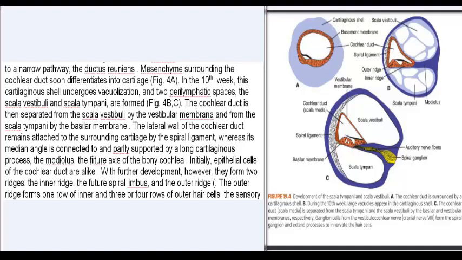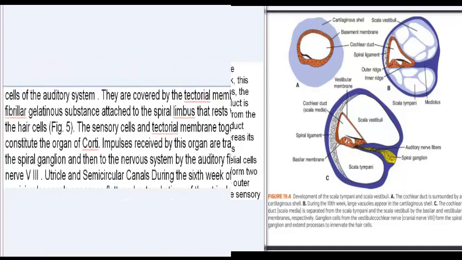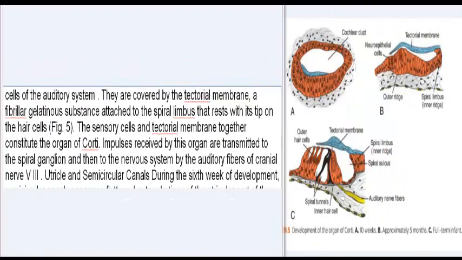The outer ridge forms one row of inner and 3 or 4 rows of outer hair cells, the sensory cells of the auditory system. They are covered by the tectorial membrane, a fibrillar gelatinous substance attached to the spiral limbus that rests with its tip on the hair cells, Fig. 5. The sensory cells and tectorial membrane together constitute the organ of Corti. Impulses received by this organ are transmitted to the spiral ganglion and then to the nervous system by the auditory fibers of cranial nerve 8.